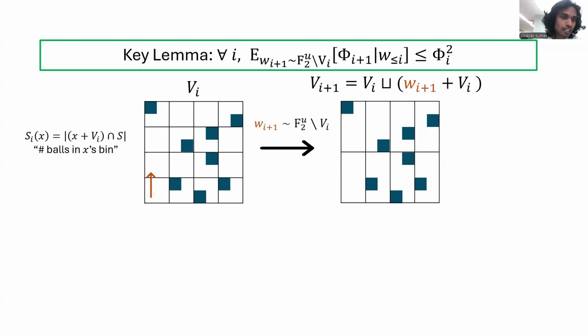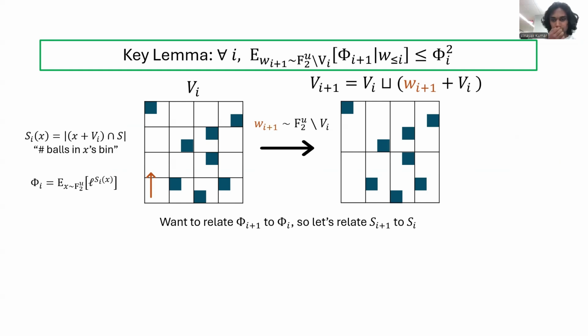In English, you can think of it as the number of balls that are in x's bin, the bin containing x. So with this, notice that the ith potential is simply the average of the exponential of s sub i of x. Great. So this lemma wants to relate the i plus first potential to the ith potential. So it's natural to try to relate s sub i plus 1 to s sub i. So to do this, let's look at a toy point, this diamond.